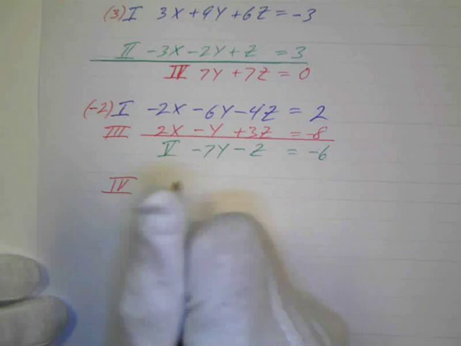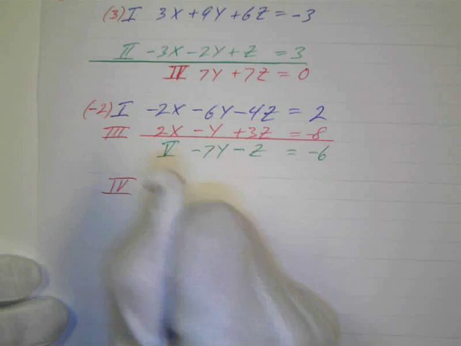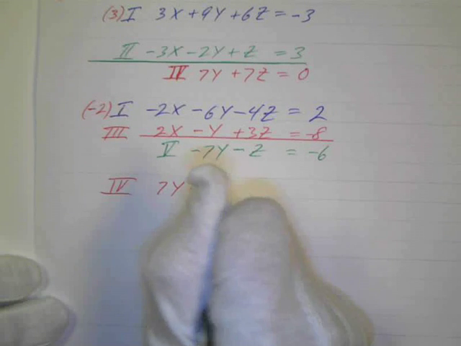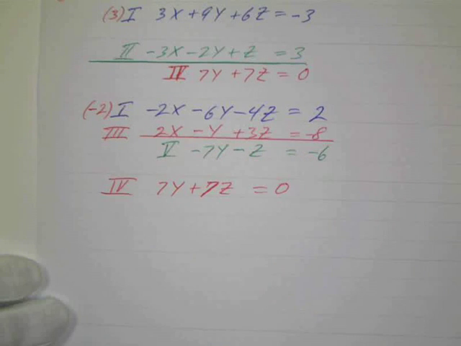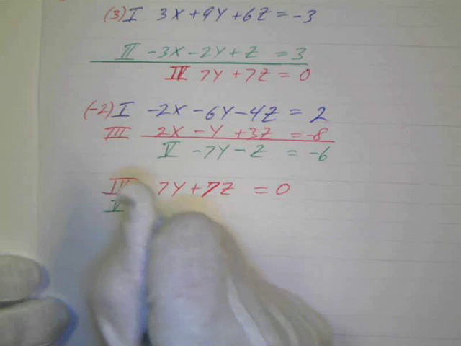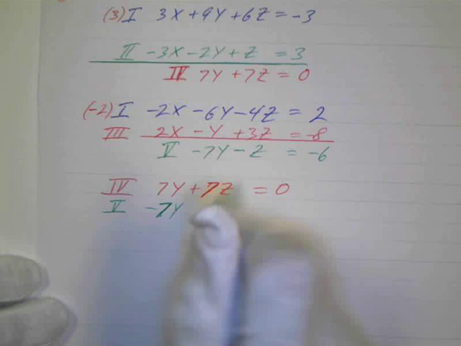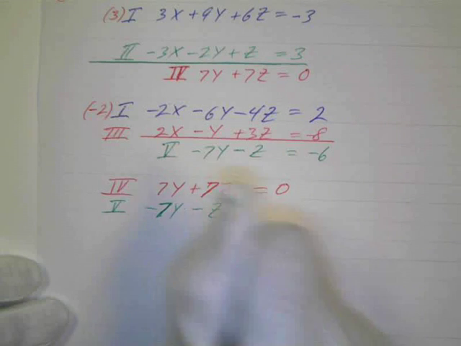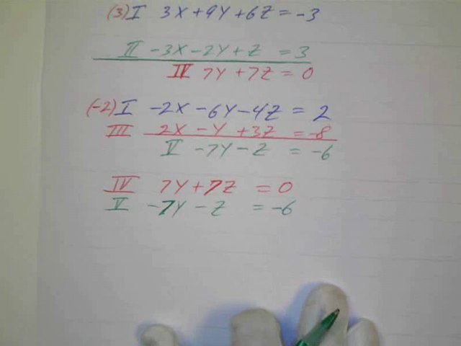And this is 7y plus 7z equals 0, and equation 5 is negative 7y minus z equals negative 6.